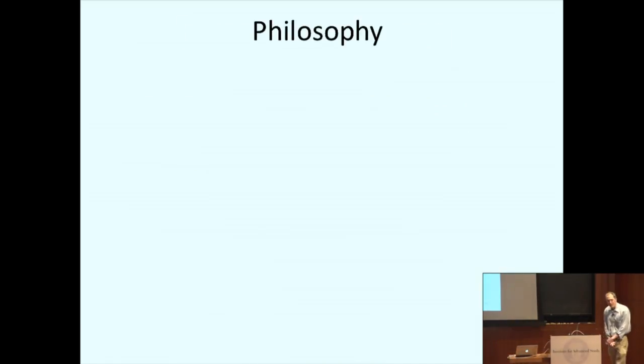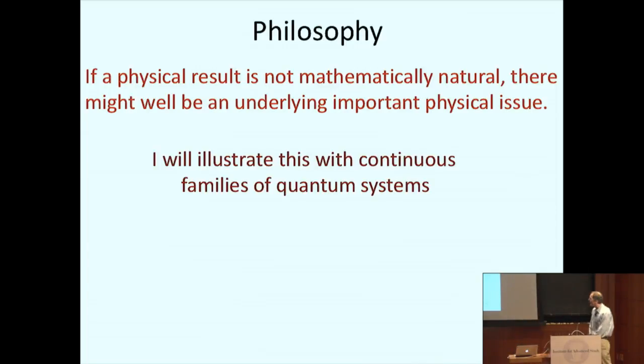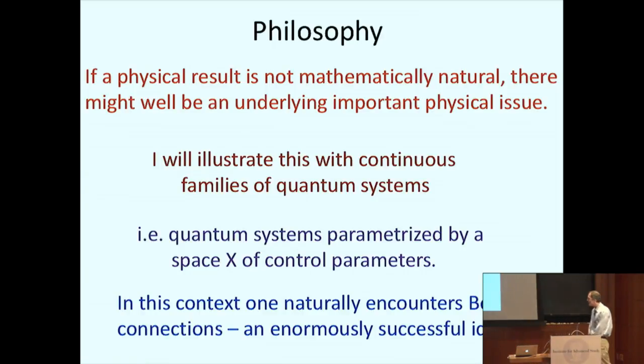So I begin with a philosophical premise. If a physical result is not mathematically natural, there may well be an interesting, important underlying physical issue. And I'll illustrate this with continuous families of quantum systems, namely quantum systems parametrized by a space X of control parameters. In this context, one naturally encounters Berry connections, and that's been an enormously successful idea.